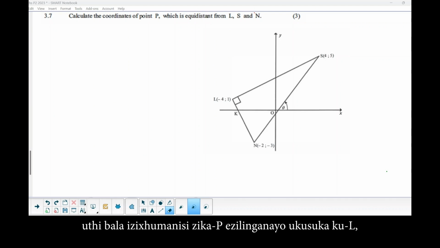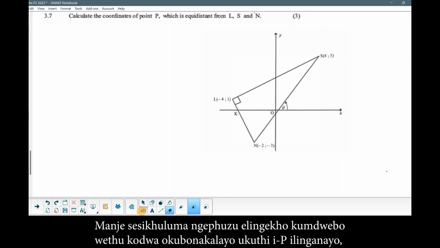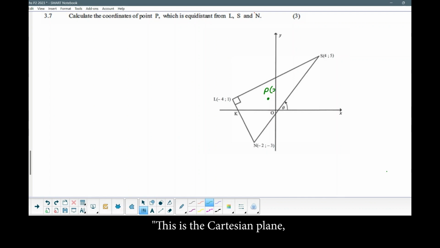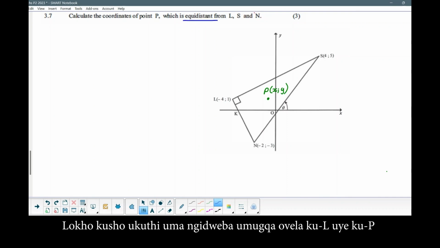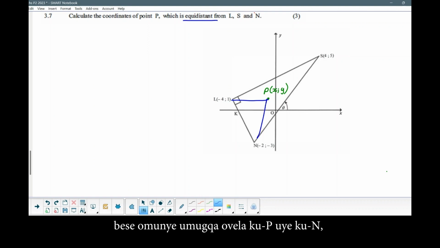Question 3.7 says calculate the coordinates of P, which is equidistant from L, S, and N. All right, so P obviously is not on our diagram, so I'm going to plonk a P somewhere with the coordinates X and Y because it's a point in the Cartesian plane. What we do know is that it's equidistant from L, S, and N. That means if I draw a line from L to P and then a line from P to N, those two lines are equal distance apart. And similarly, that is equal distance apart. Now, it doesn't look like it, so obviously P has to move around a bit to be that point.